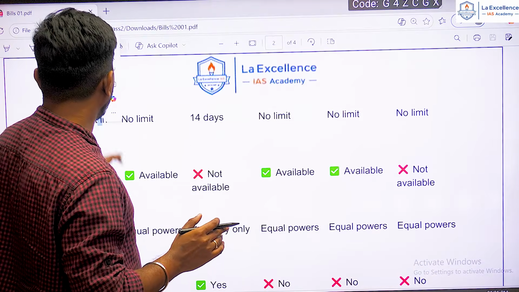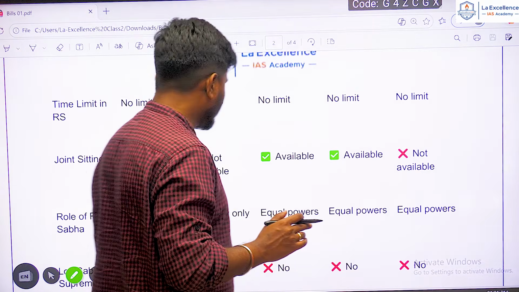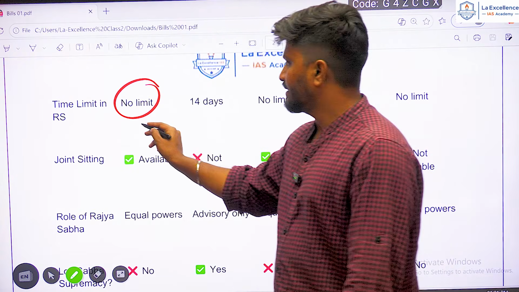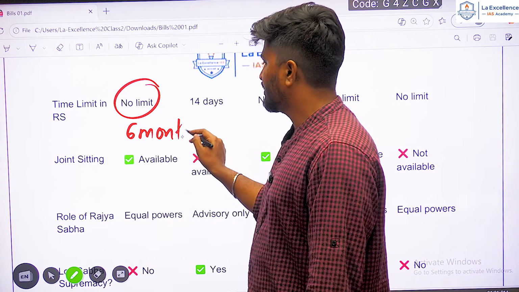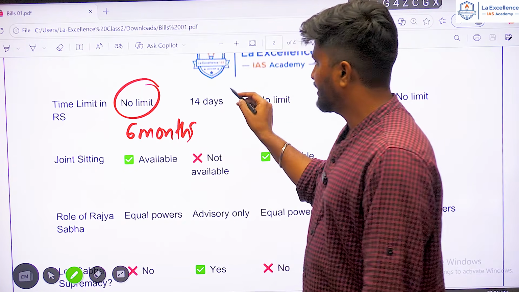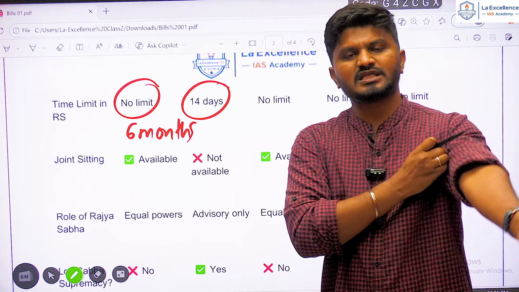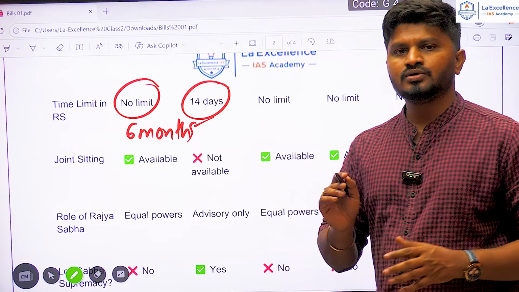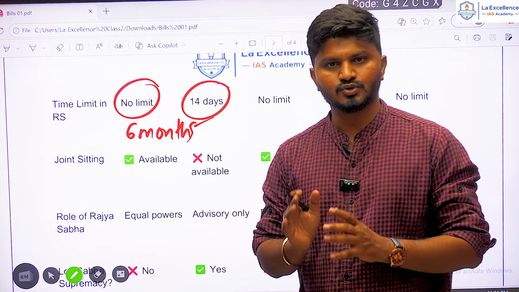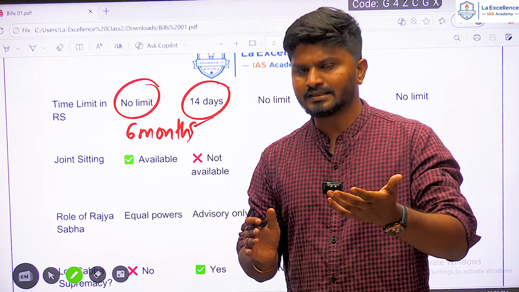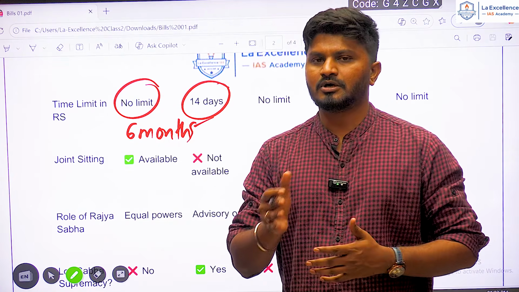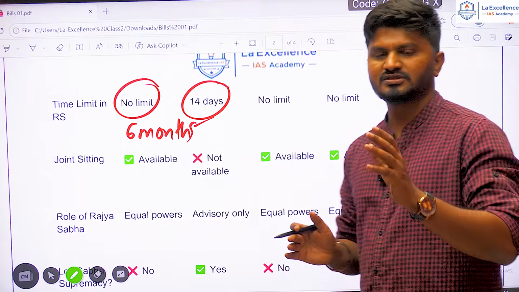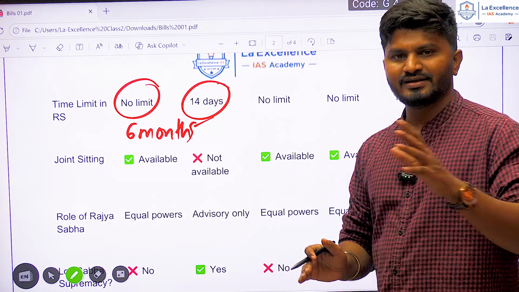Next is time limit. Time limit in Rajya Sabha. So normally there is no time limit, but the maximum time limit that a bill can stay in the Rajya Sabha is 6 months in ordinary bills. When it comes to money bills, however, it is only 14 days. Rajya Sabha's power with respect to money bills is very limited. They have to send back recommendations within 14 days only. After 14 days, they can send certain recommendations which can be accepted by Lok Sabha or not. After 14 days, it is deemed to be passed by Rajya Sabha. So the powers of Rajya Sabha with respect to money bills are very limited.